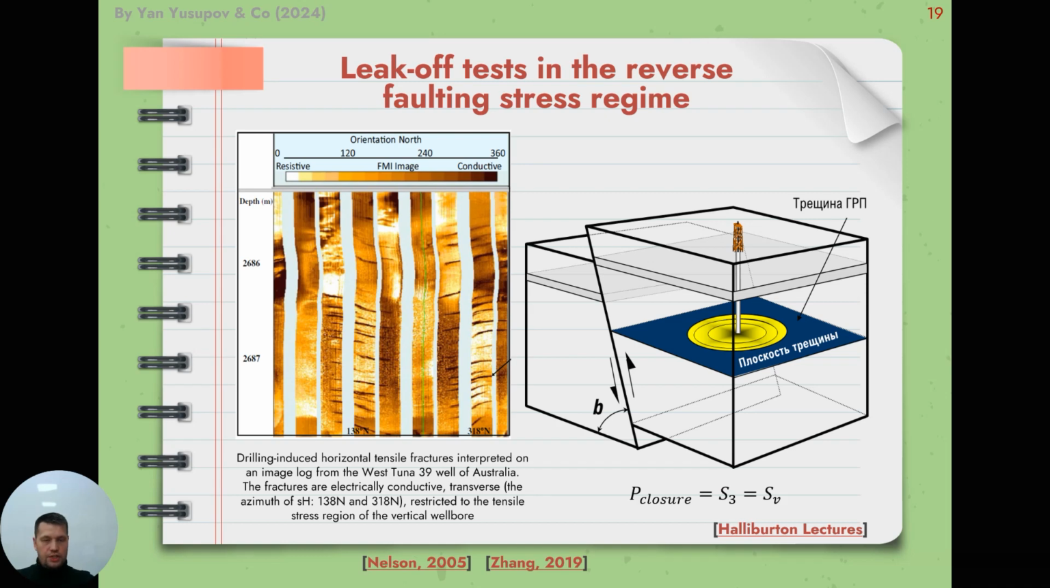The drilling-induced tensile fractures can also be horizontal in a vertical well. In the reverse faulting stress regime, hydraulic fractures are open or closing against the vertical stress, because the axial stress in the borehole axial direction induces the tensile fractures.